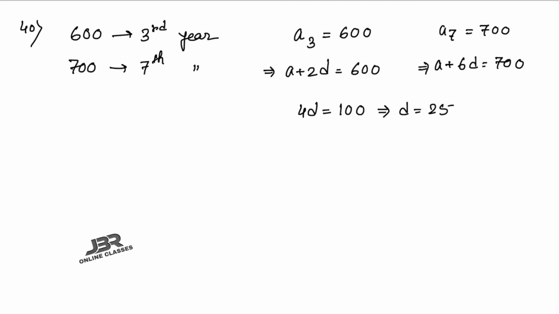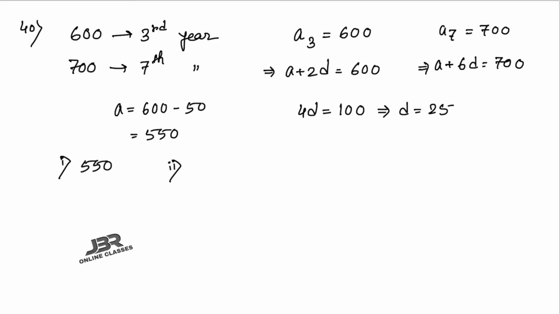As D equals 25, now you can easily find the value of A. A means 600 minus 25 into 2, that is 600 minus 50, so 550. So the first question, the production in the first year, equals 550.